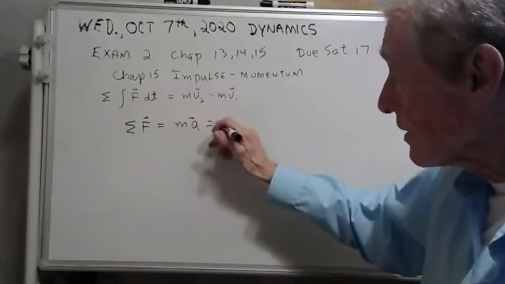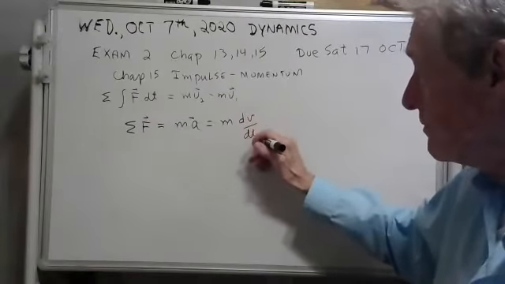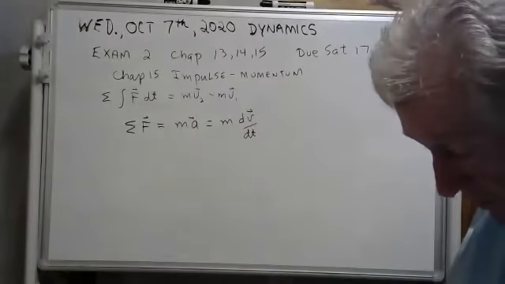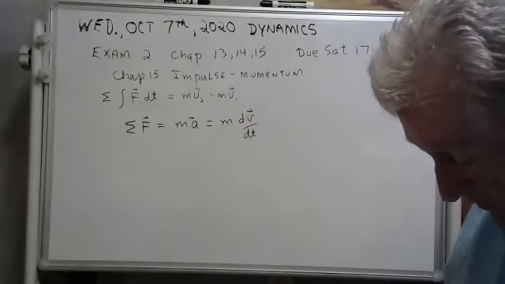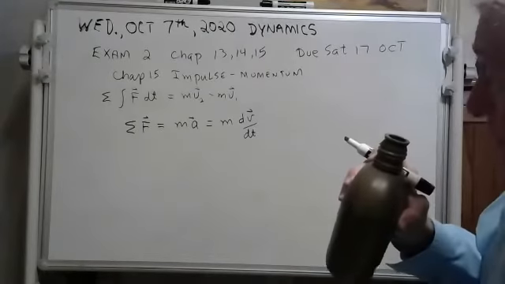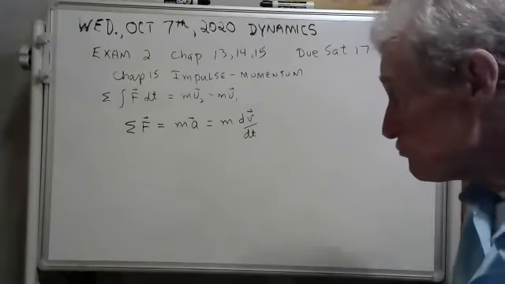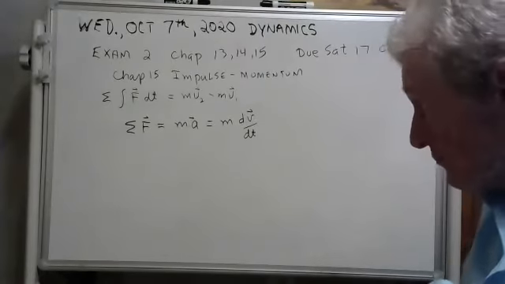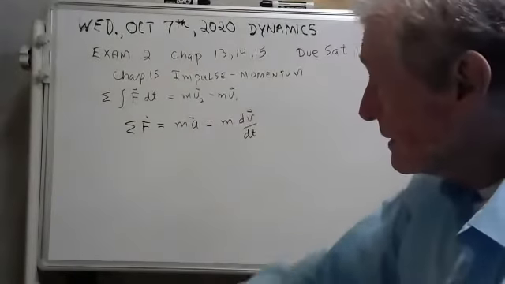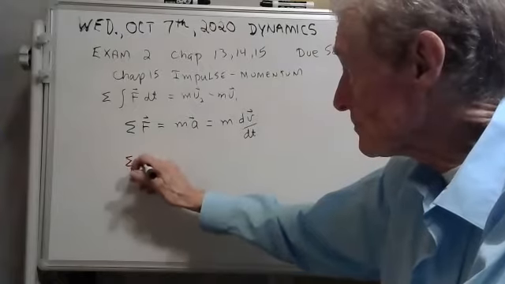It's just that we're going to write this like this. That's the definition of acceleration, the first derivative with respect to time of velocity. So I'm hoping that you're all with me so far. Now check this out. I'm going to do a little algebra trick here.